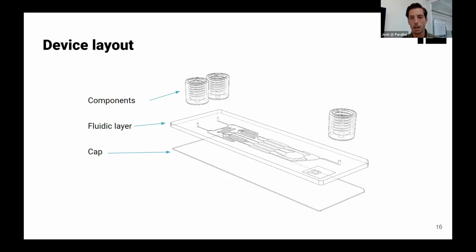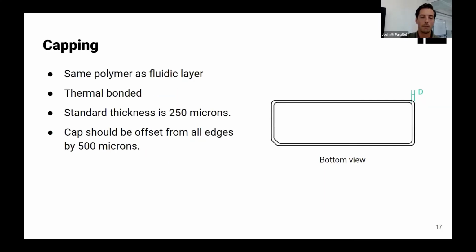And then on the top surface, one thing specifically we can do here at Parallel is add different components to achieve a few different objectives. So you see a threaded fitting here. These are compatible with HPLC style connectors. So now that we know the basic setup for the microfluidic device, the first thing to touch on is capping.